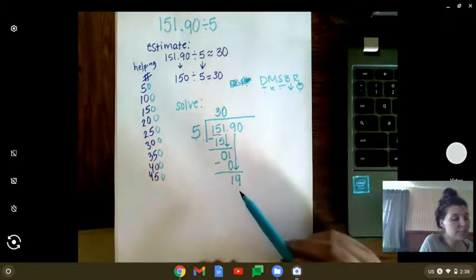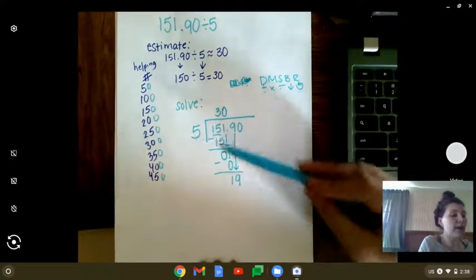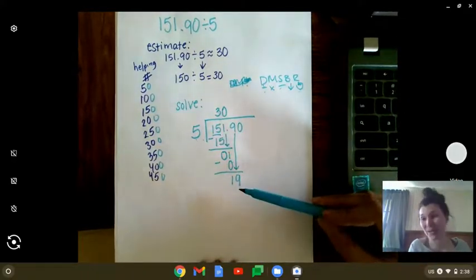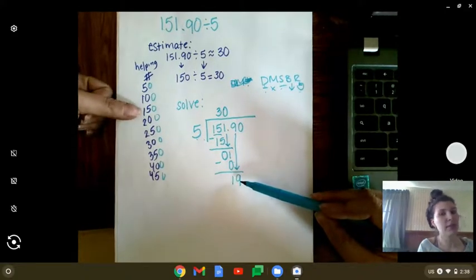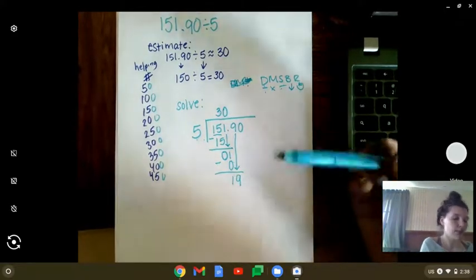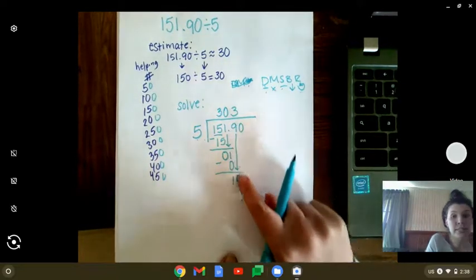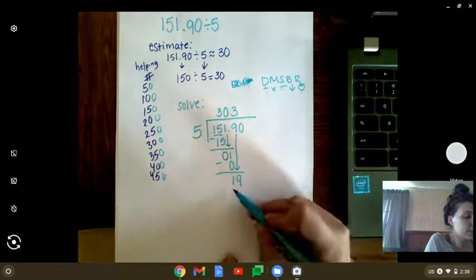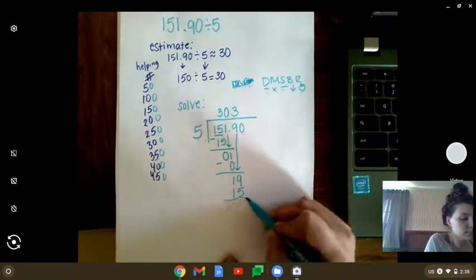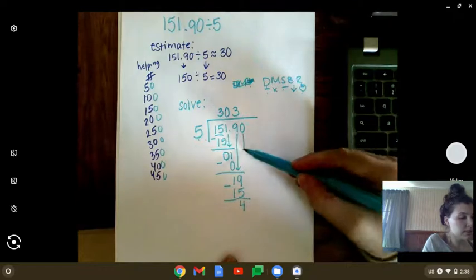Now we divide. 19 divided by 5, or how many times does 5 fit into 19 without going over? Well, I can get to 15 before it gets bigger than 19. So that is, again, 3. I'm putting my 3 above the 9 because that's the number we just brought down. Multiply. 5 times 3 is 15. Subtract. We get 4. Bring down again.